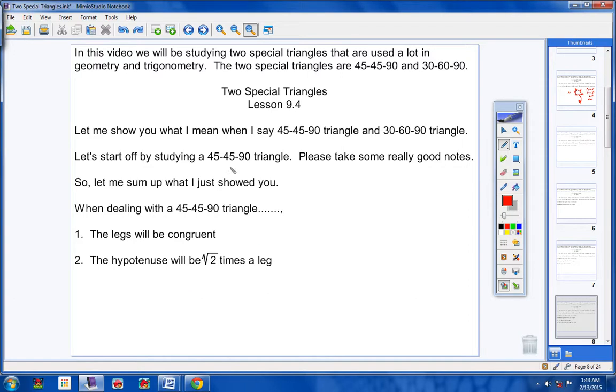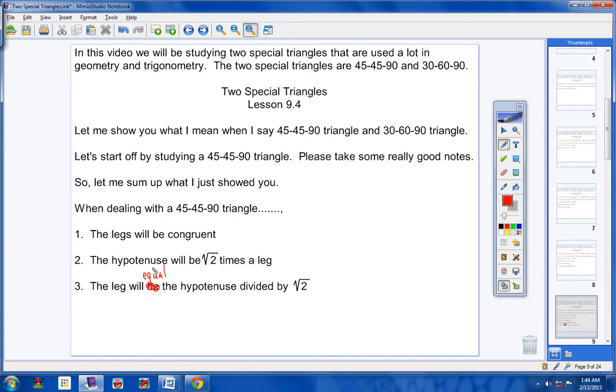Copy that down. Number 3, the leg will equal what? I like the word equal here a lot better. The leg will equal the hypotenuse divided by square root of 2. So I'm going to pause. I'm going to get a drink here. Copy that down, guys. Finish copying that down, okay?